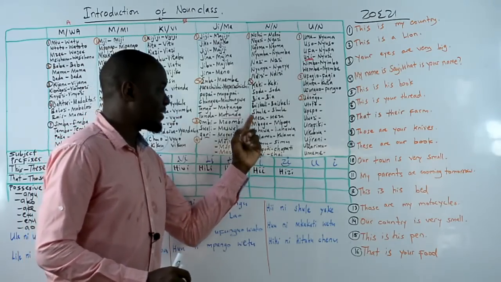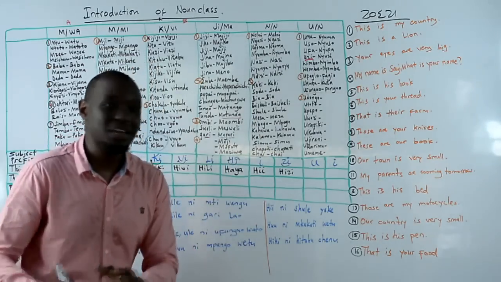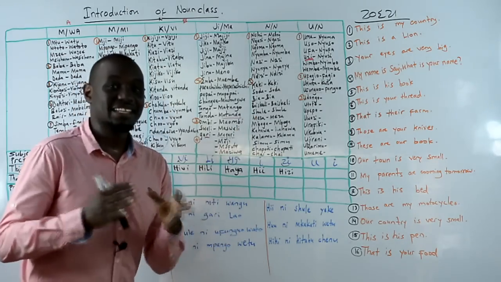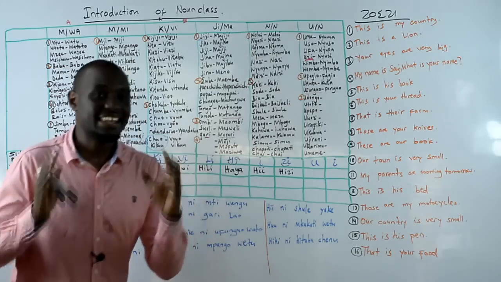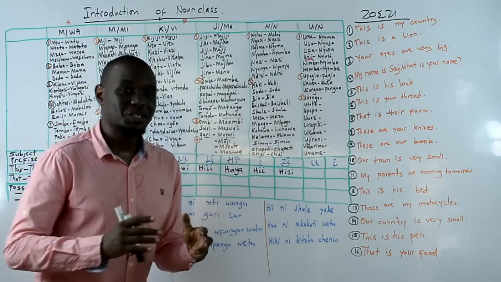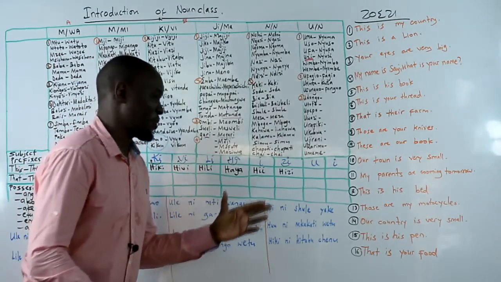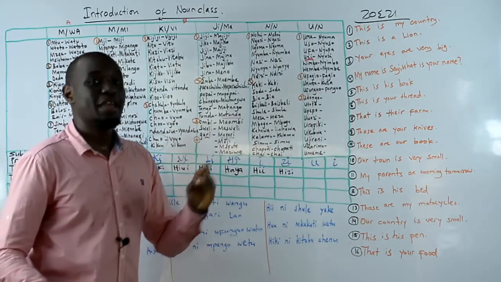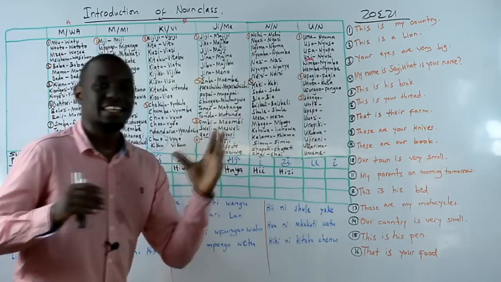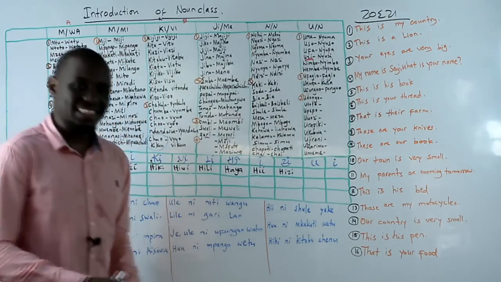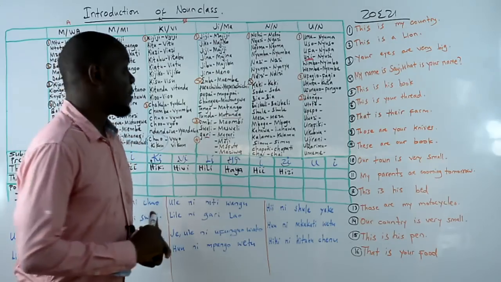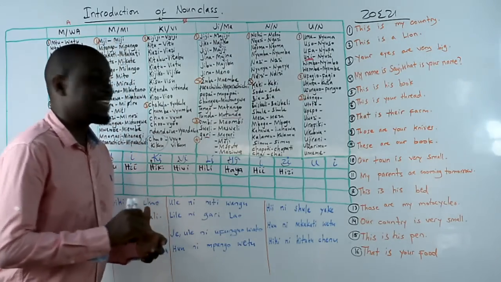Meza, meza. So how do we say this is a table? In Swahili, it will be hi ni meza. These are tables. Will be hizi ni meza. How do you say this is a bicycle? In Swahili, that's too easy, of course. Hi ni baiskeli. These are bicycles. Will be hizi ni baiskeli. You see that? That is how we make singular and plural for NN noun class.